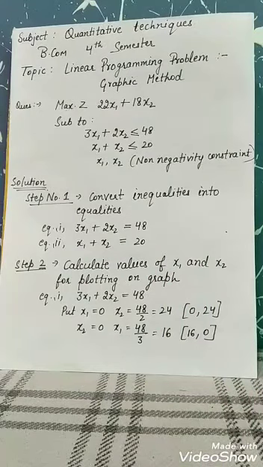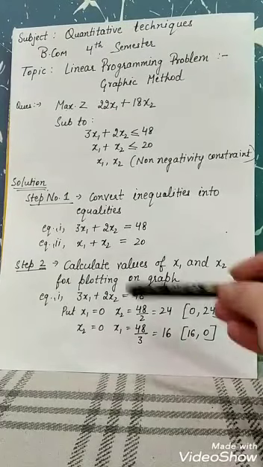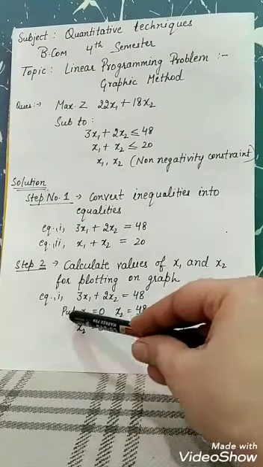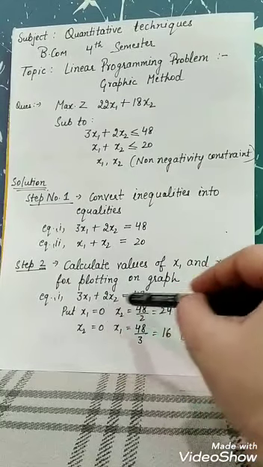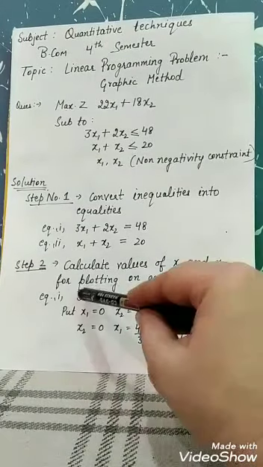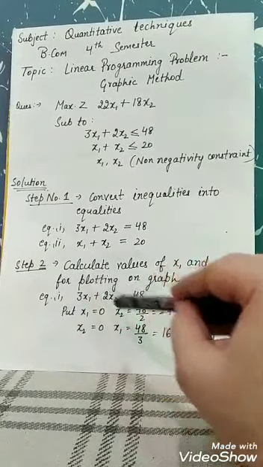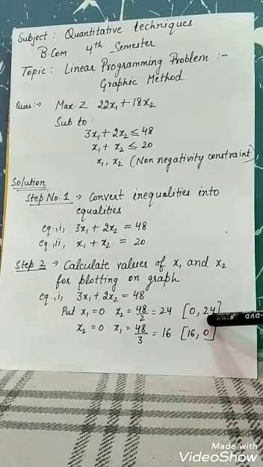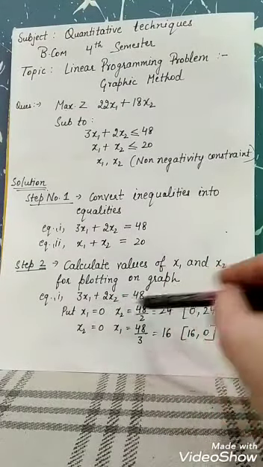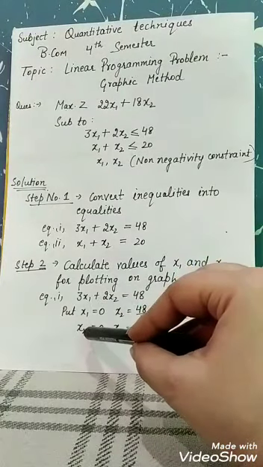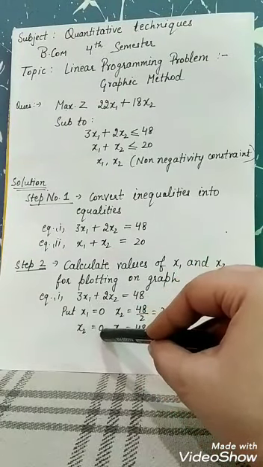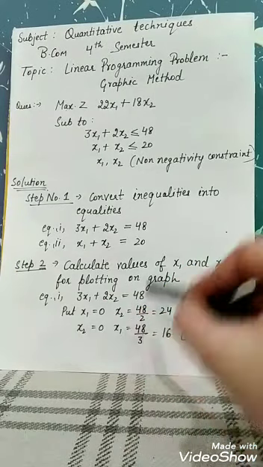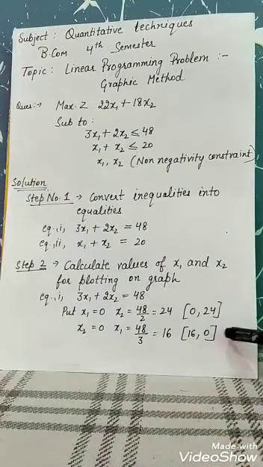Here we can calculate the value of x1 and x2 which we need to plot on the graph. How to calculate the value of x1 and x2? For this we can put x1 equal to 0 and the value of x2 can be calculated. So x2 is equal to 48 upon 2, that is 24. So our first coordinate point is (0, 24) because x1 is equal to 0. And then for finding the second coordinate we can put the x2 value as 0 and then we can calculate x1, and here the second coordinate point is (16, 0).